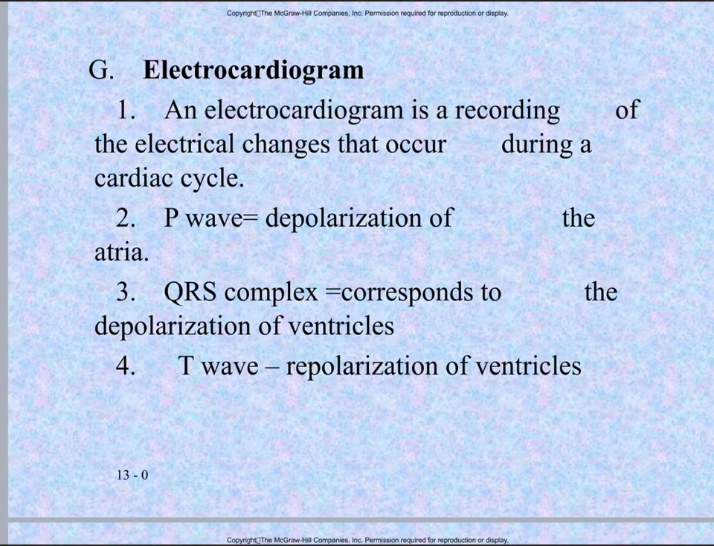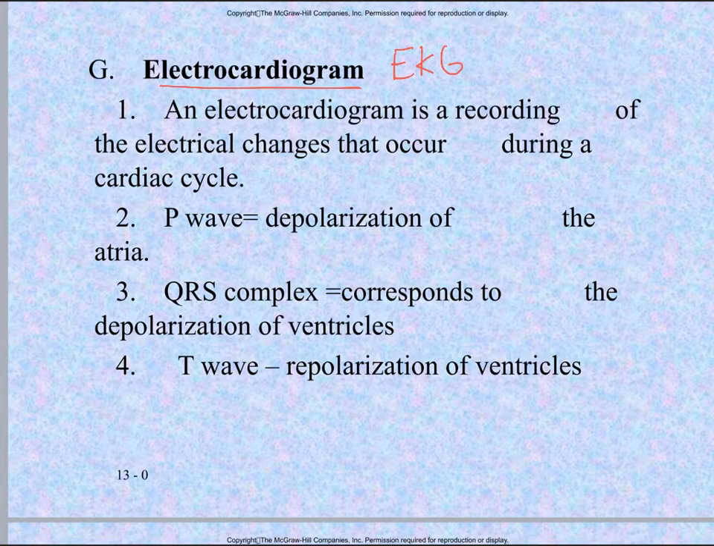Now, once we have an understanding of the cardiac conduction system and the tissues that make up the heart that allow those impulses to travel through the heart and generate an impulse, we can track those impulses through something called an electrocardiogram or an EKG. Sometimes called an ECG. K is Greek for cardio. An electrocardiogram is a recording of the electrical changes that occur during one cardiac cycle.